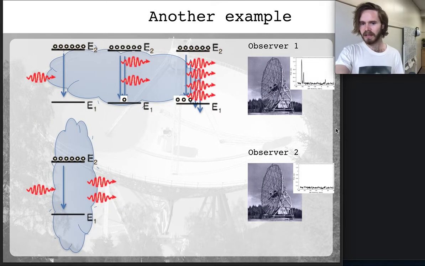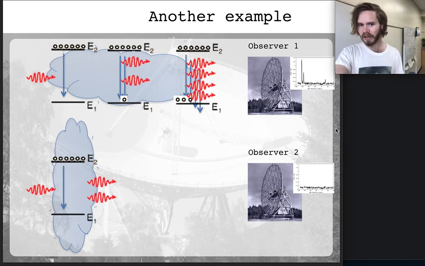So yeah, this is kind of just shown in another example. These 2 maser clouds are the same. So you have the top scenario, bottom scenario. These 2 maser clouds are the same size, but their orientation to the observer is different. And this is going to affect how bright the maser emission is measured from the perspective of observer 1 and the perspective of observer 2.